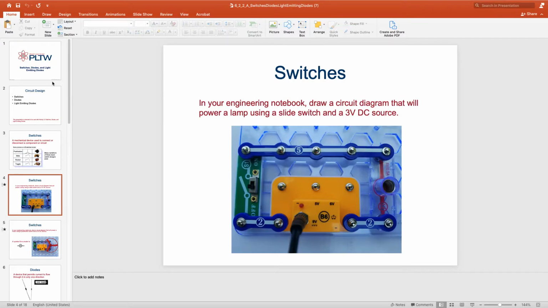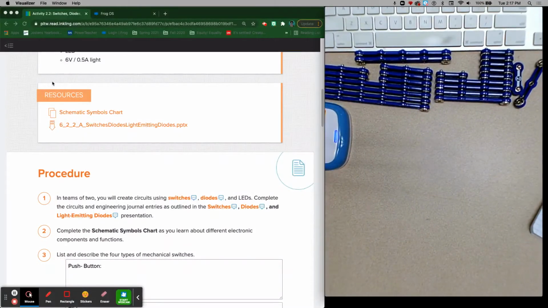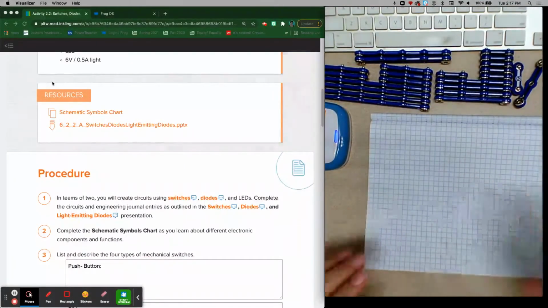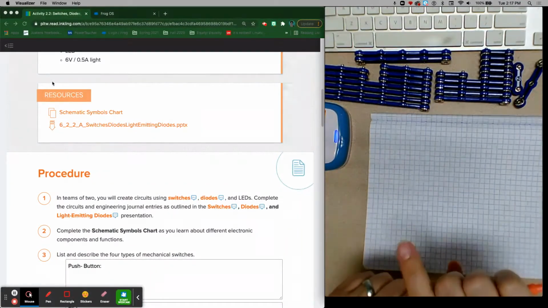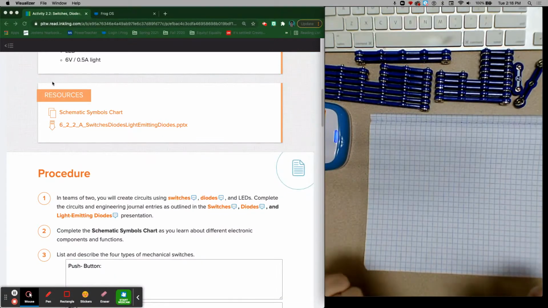So in our circuit engineering notebook, draw a circuit diagram that will power a lamp using a slide switch and a 3-volt DC power source. Right now we're just doing diagrams. So I am going to switch back so that you can see my notebook. I want a slide switch, a lamp, and a DC power source.